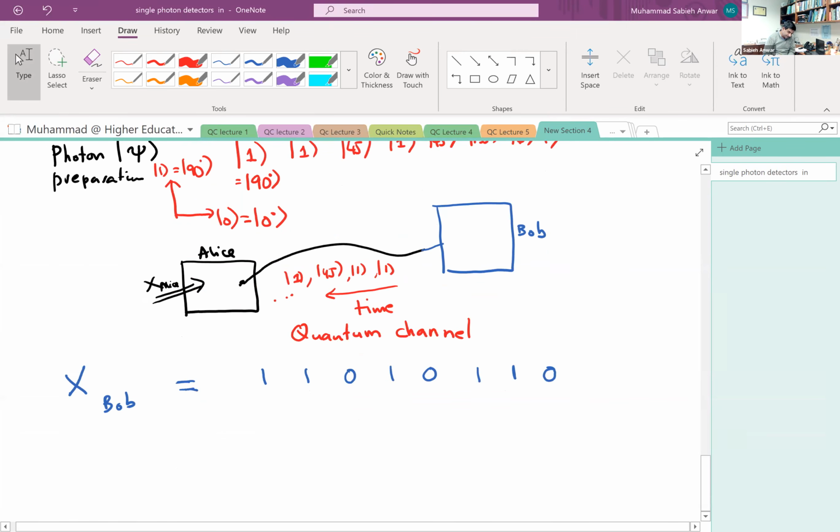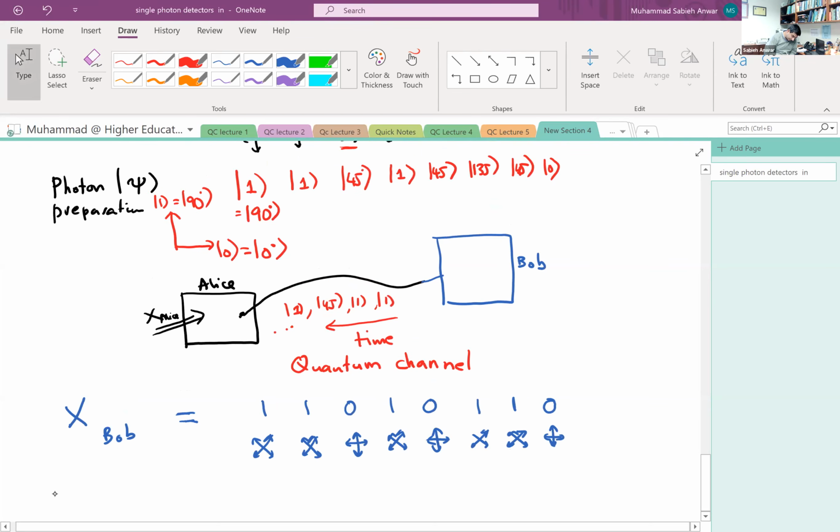Now what Bob does, Bob also has a prescription that he has to measure in a basis depending upon his value of x. So if this is 1, he measures in the diagonal basis. If his bit is 1, diagonal basis, rectilinear basis, diagonal basis, rectilinear basis, diagonal basis, diagonal basis, rectilinear basis.